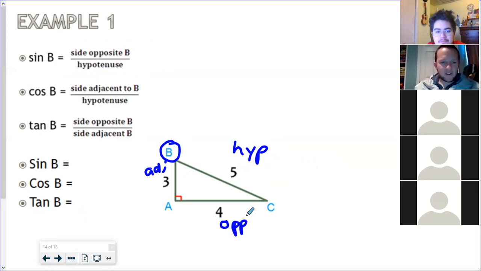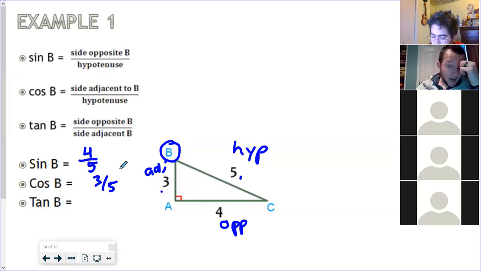So what I'm going to do is say sine is opposite over hypotenuse. The opposite is 4, and the hypotenuse is 5. So the sine of B is 4 over 5. That's it. Cosine is going to be adjacent over hypotenuse. In this case, the adjacent is 3 and the hypotenuse is 5, so that's going to be 3 over 5. And lastly, tangent is going to be opposite over adjacent. So I look at opposite over adjacent, and that is 4 over 3.